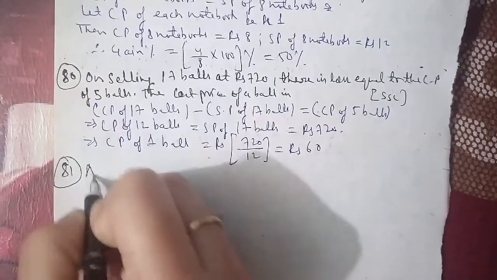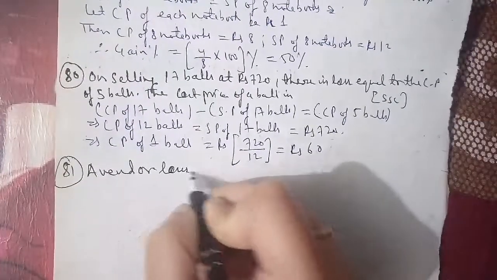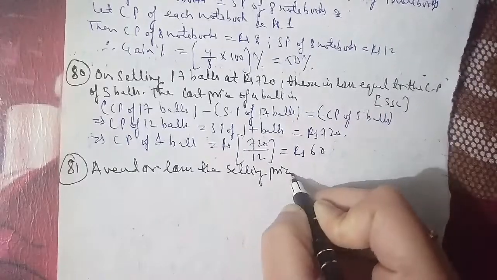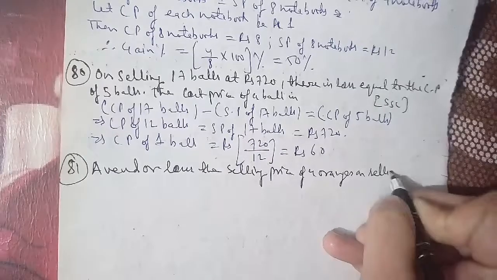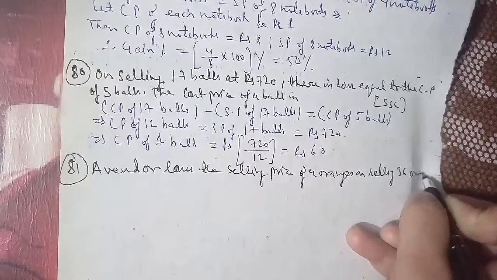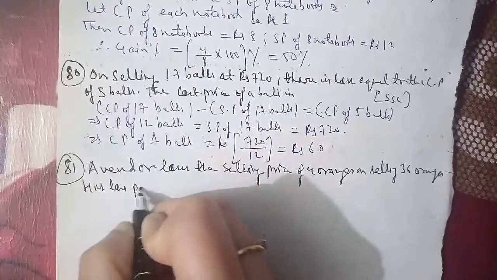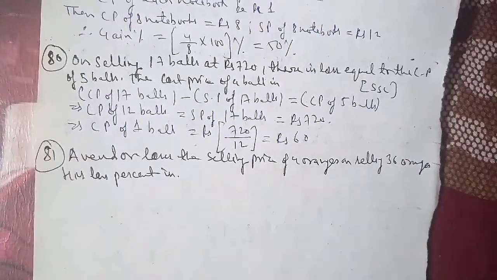A vendor loses the selling price of 4 oranges on selling 36 oranges. His loss percent is, the options we have: 10%, 11 1 by 9%, 12 1 by 2%, and none of these. So we go ahead for the same.